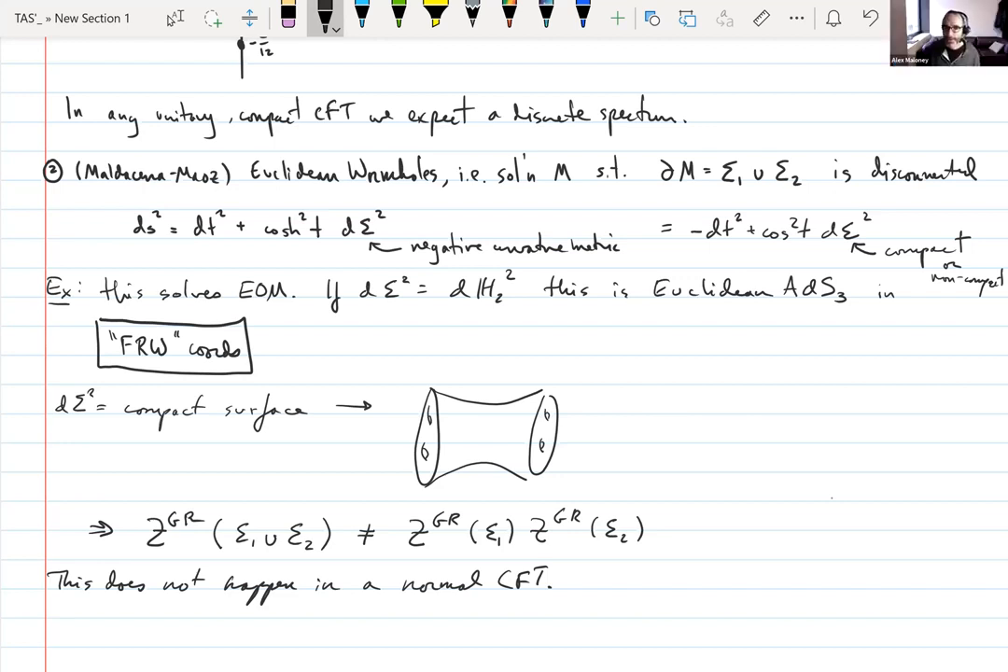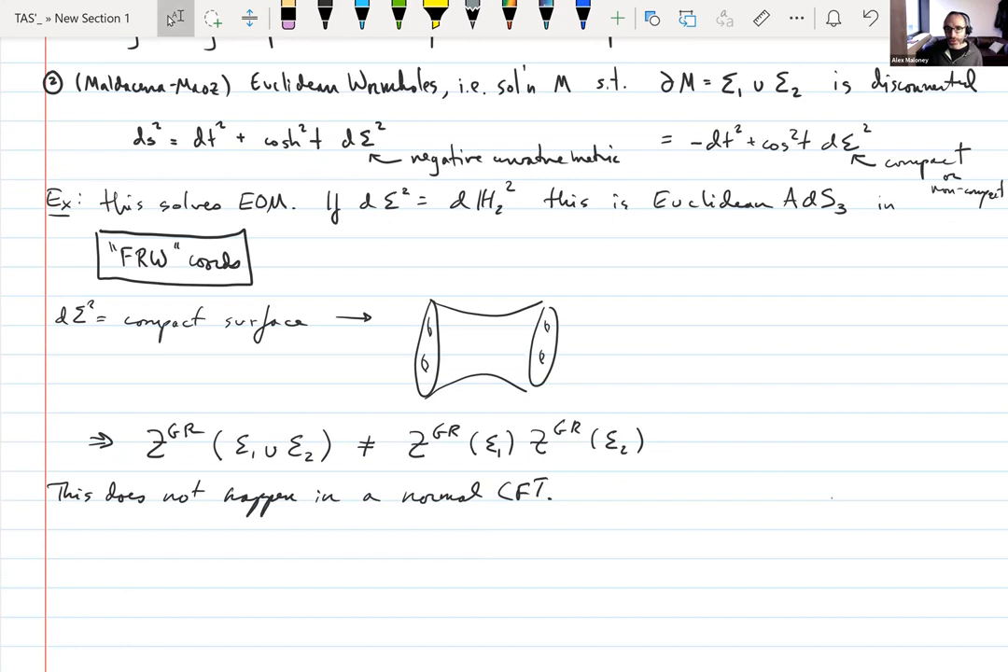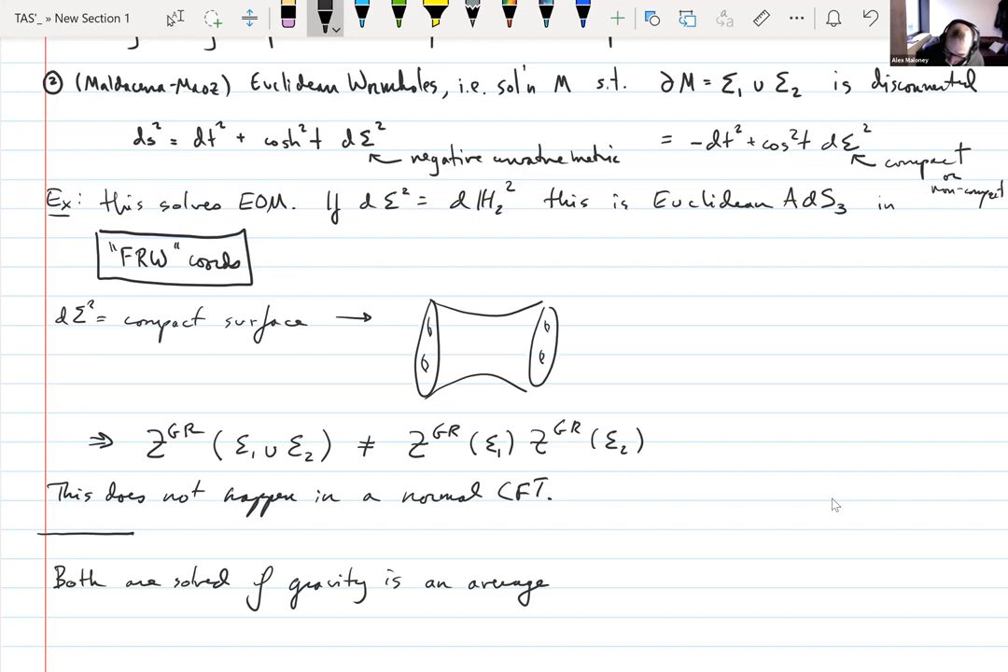Good. Any questions? Great. Okay. It turns out that these two apparently quite different puzzles share a common solution. And the proposed solution that solves both of these puzzles is to think of gravity not as being described by a single conformal field theory, but instead as an average over many quantum field theories, many conformal field theories. So what do I mean by that?